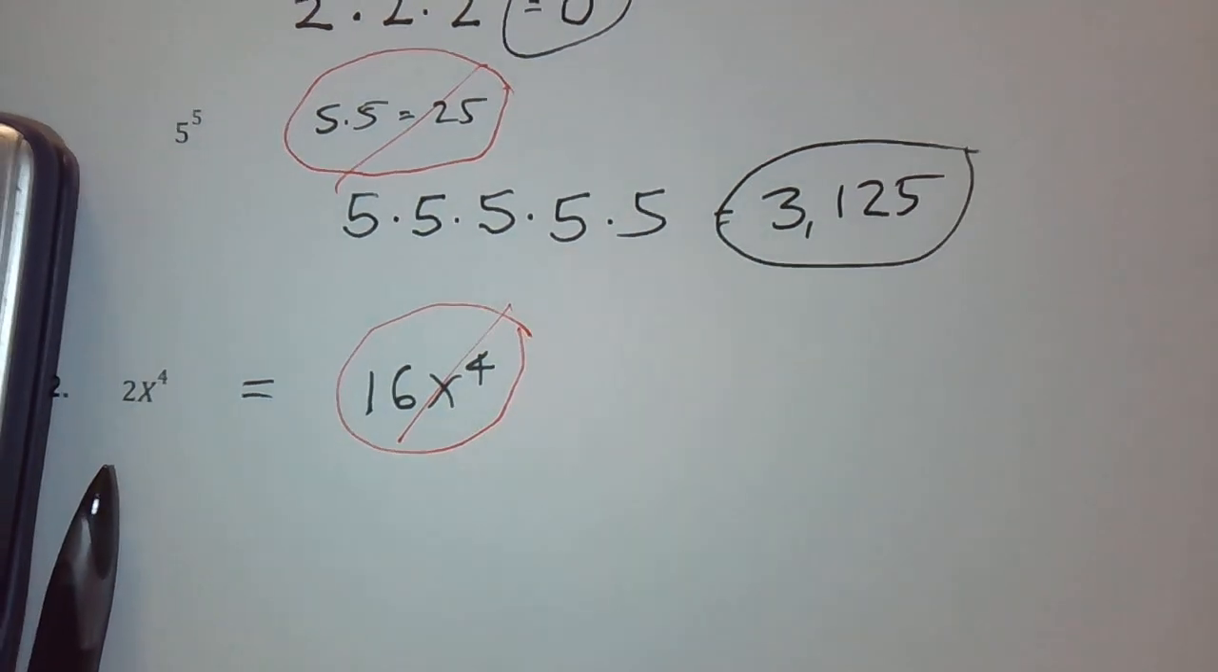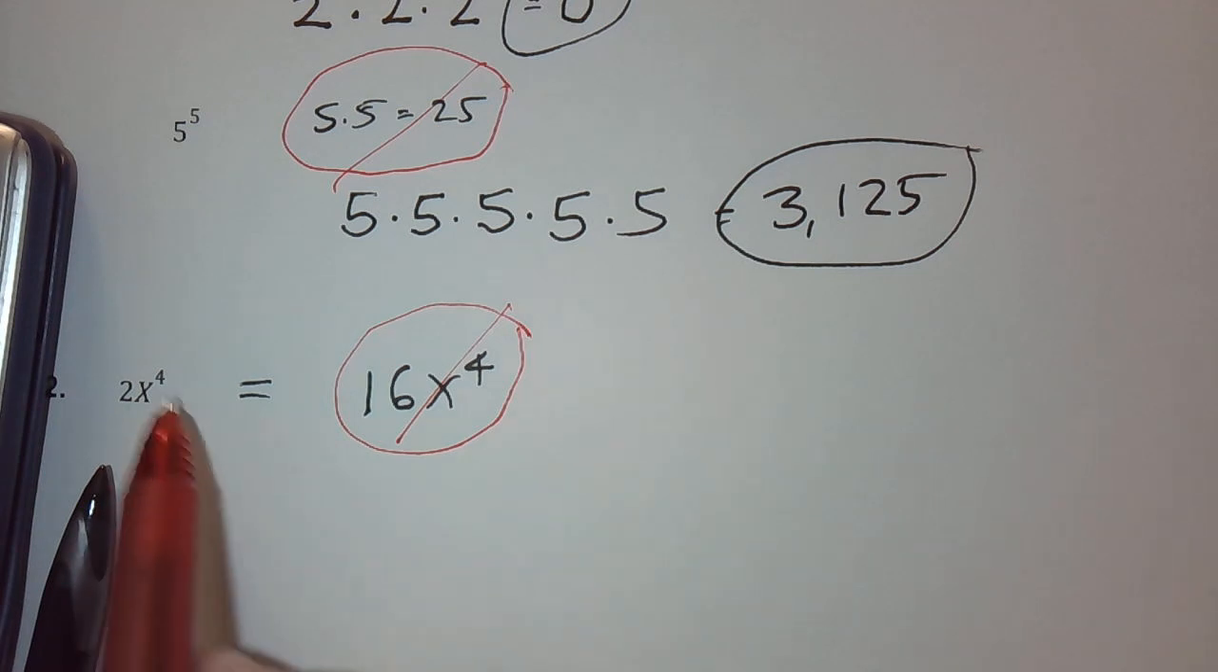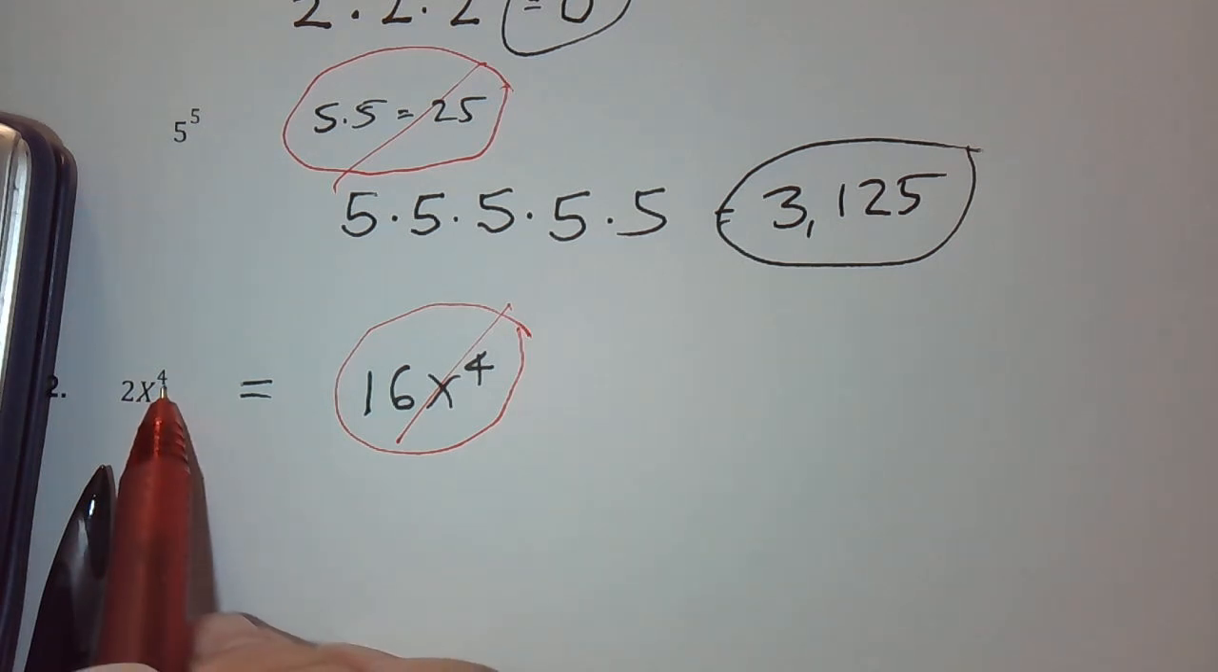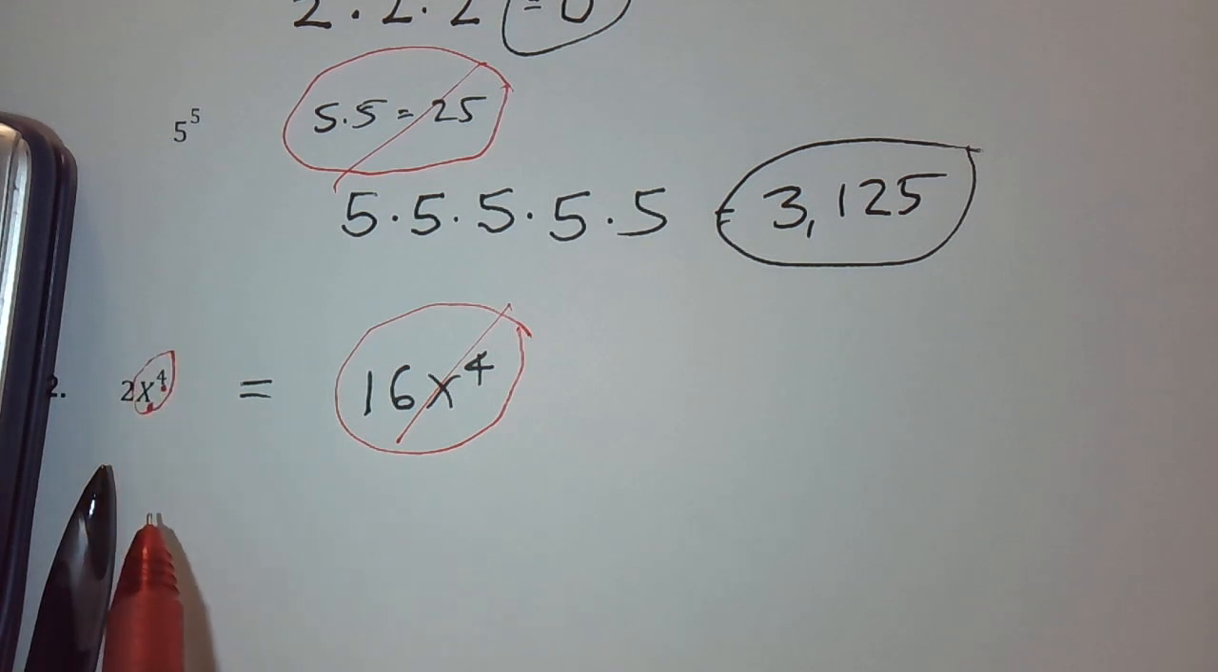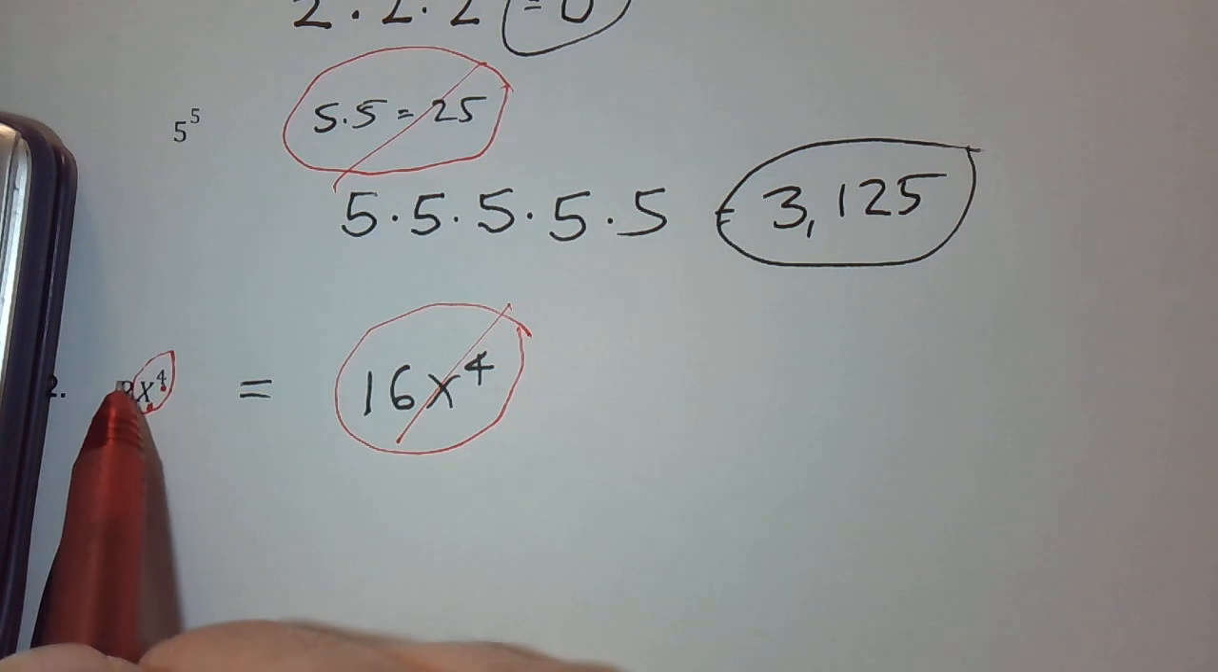Do you know why? Because this exponent is only raising the base of x. It's only raising its base right there. It is not raising the 2.